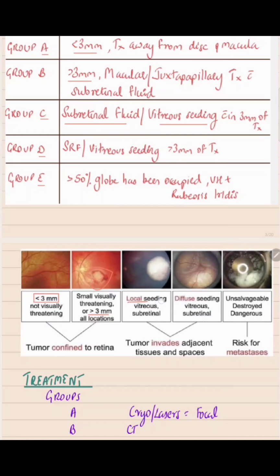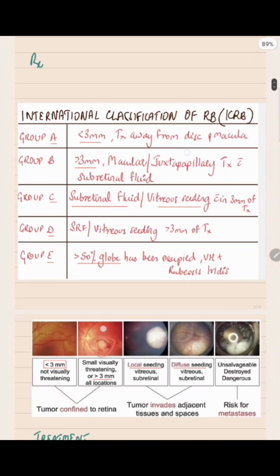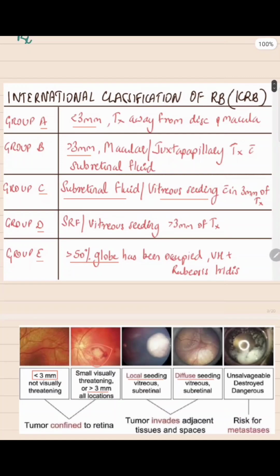There is local seeding, confined within the tumor. There will be vitreous seeds, that is tumor cells in the vitreous. In group D, there will be extensive, more than 3 mm of diffuse seeding present, and in group E, more than 50% of the globe will be involved. This is the International Classification of Retinoblastoma, the ICRB classification.